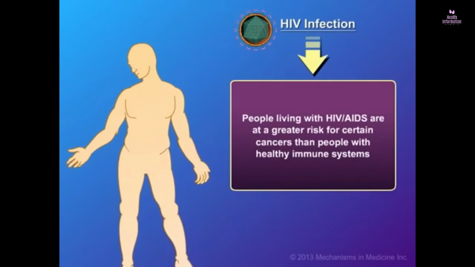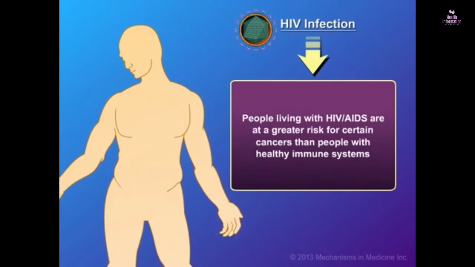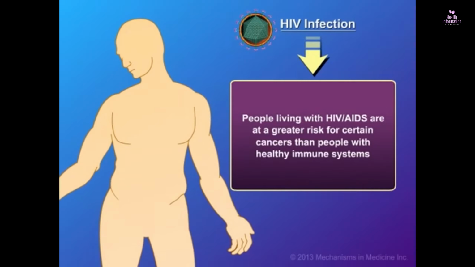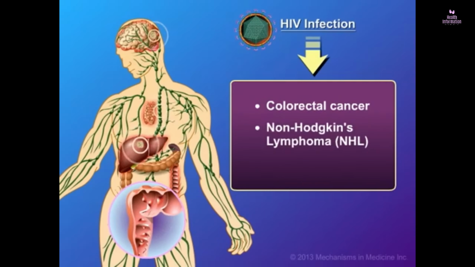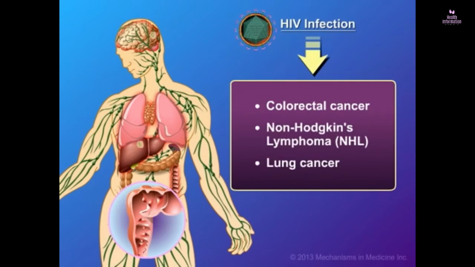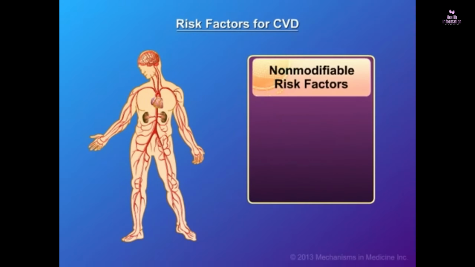People living with HIV or AIDS are at a greater risk for certain cancers than people with healthy immune systems, notably colorectal cancer, non-Hodgkin's lymphoma or NHL, and lung cancer. People living with HIV or AIDS may be at higher risk for developing primary and secondary cardiovascular disease.